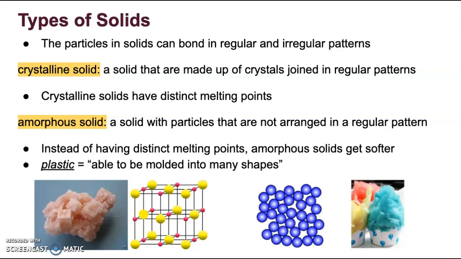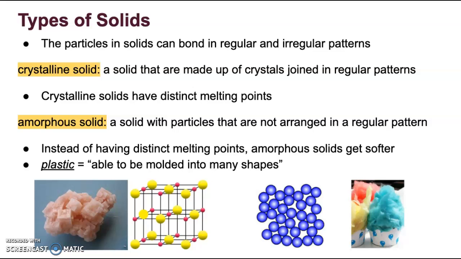An amorphous solid is a solid where the particles are not arranged in a regular pattern. I think of them sort of like the cotton candy that you see here on the screen. So instead of having distinct melting points, amorphous solids like plastic or rubber are going to just slowly get softer as they warm up. The word plastic actually means able to be molded into many shapes, and that's exactly what an amorphous solid is going to be able to do, or have done to it, as it starts to soften, as its temperature starts to increase.